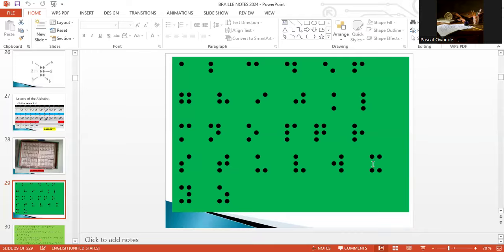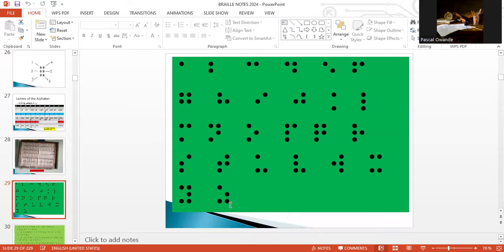dot 1, dot 3, dot 4, dot 6, followed by letter Y, dot 1, dot 3, dot 4, dot 5, dot 6, and finally letter Z, dot 1, dot 3, dot 5, dot 6.